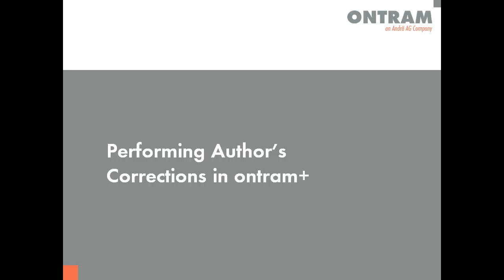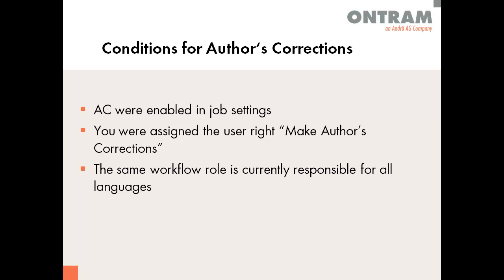In the following case, a project manager just noticed that there are faulty segments in the source language of a job. To perform author's corrections, several conditions must be fulfilled. Author's corrections were enabled in the job settings. You were assigned the user right Make Author's Corrections, and the same workflow role is currently responsible for all languages of the job part, and this workflow role is authorized to make author's corrections.